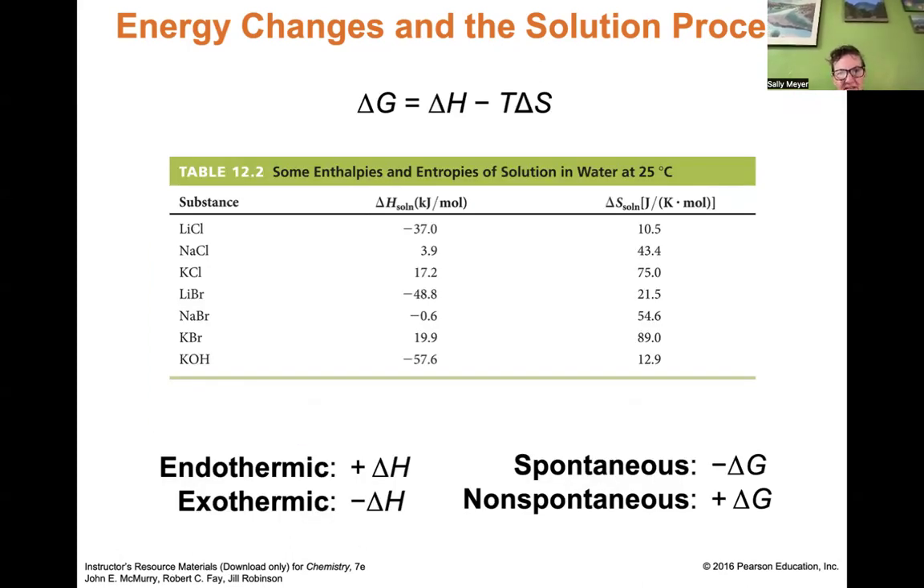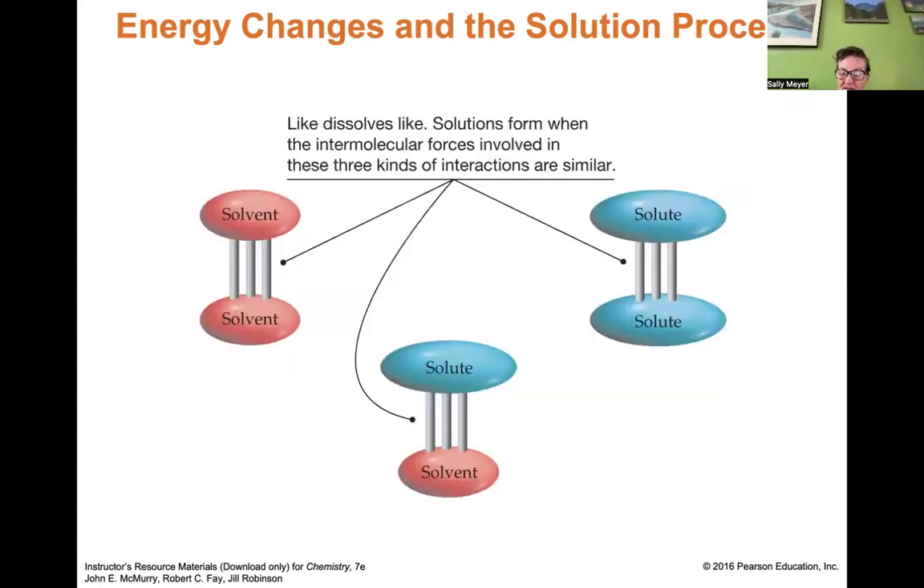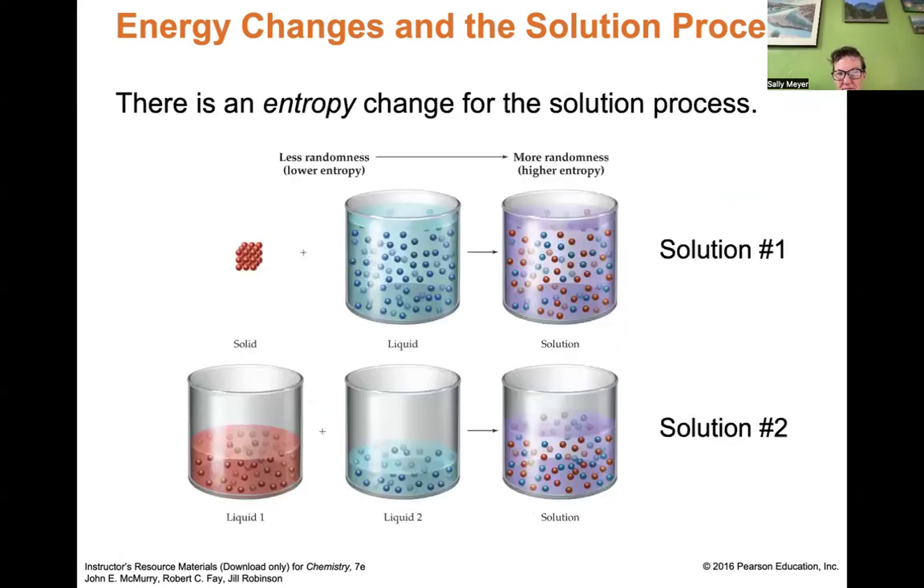So just looking at this table in a little more detail. The delta S for all of these dissolving in water is positive, so favorable. But the delta H for some are positive and some are negative. So it just depends on the relative interactions, whether or not solvent-solvent, solute-solute interactions are stronger or solute-solvent.